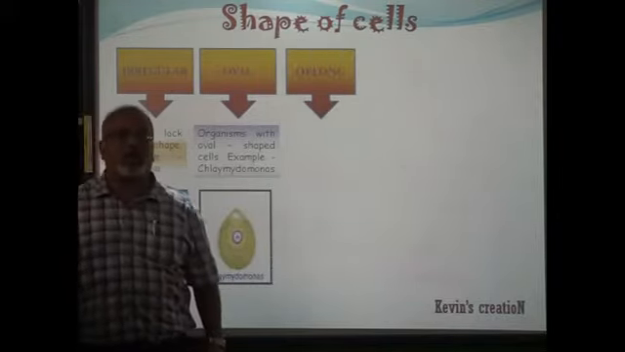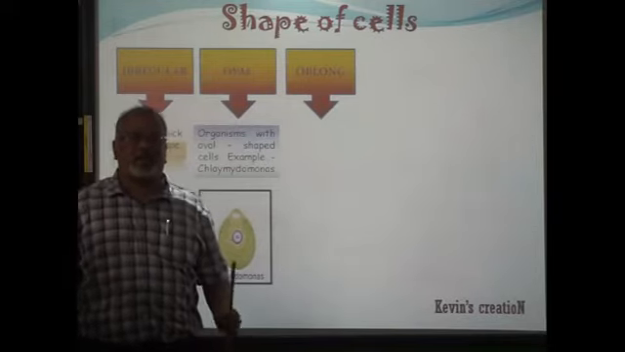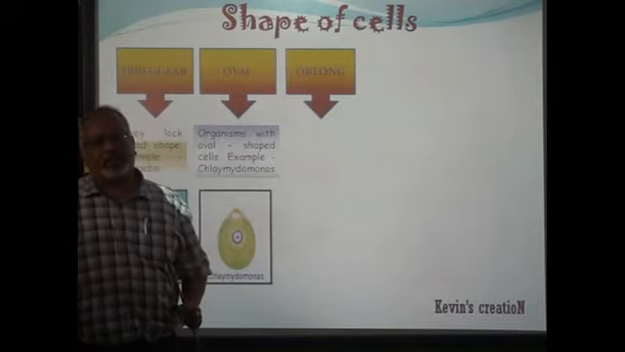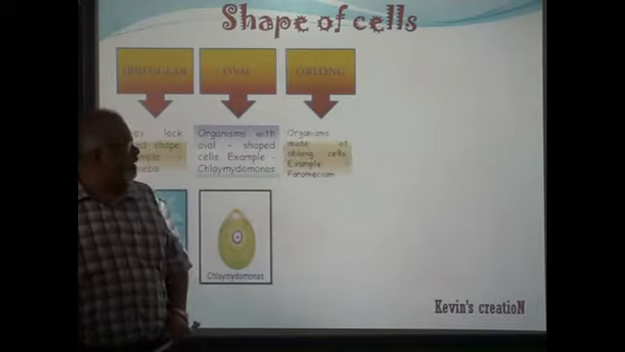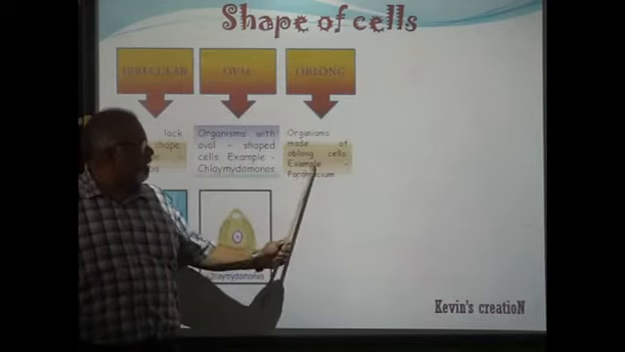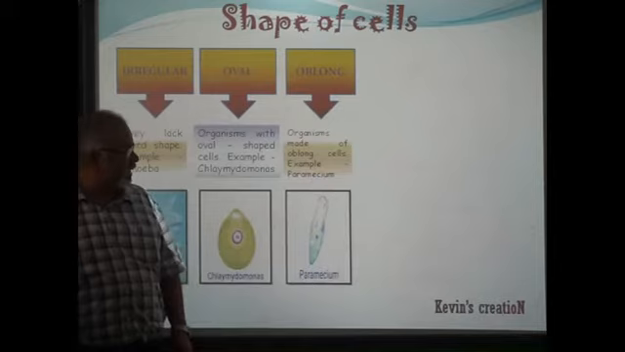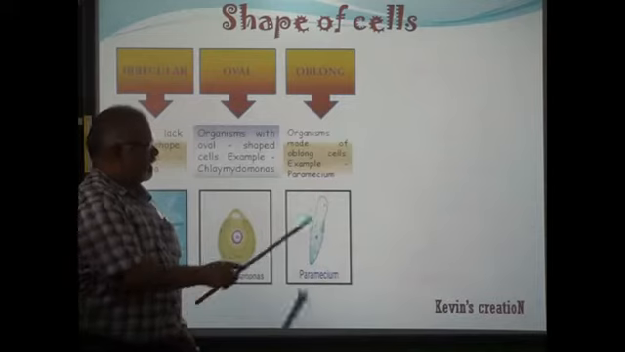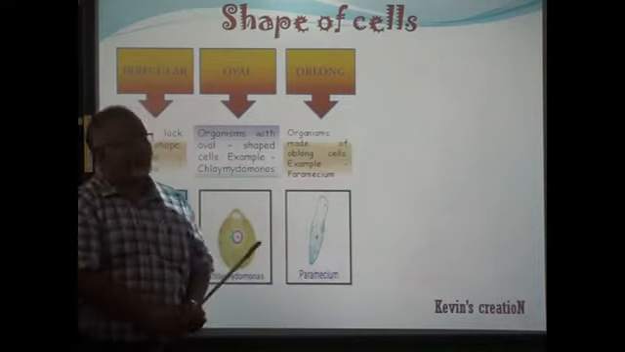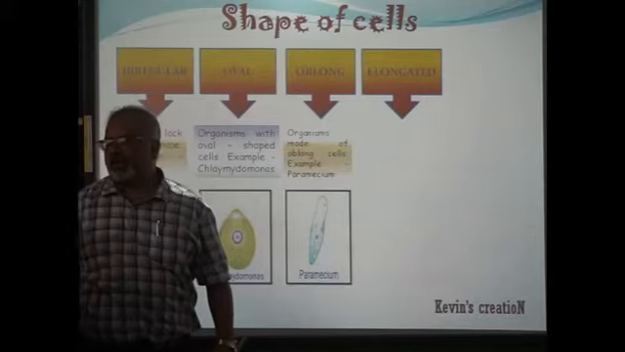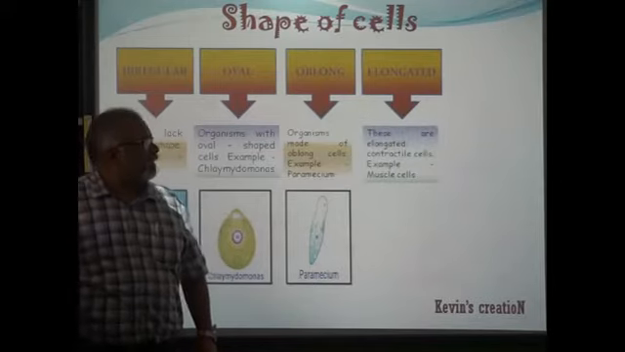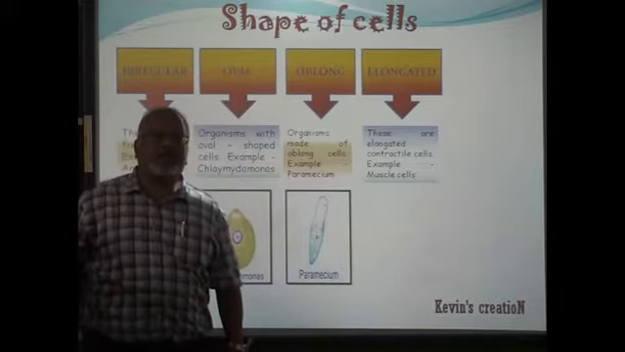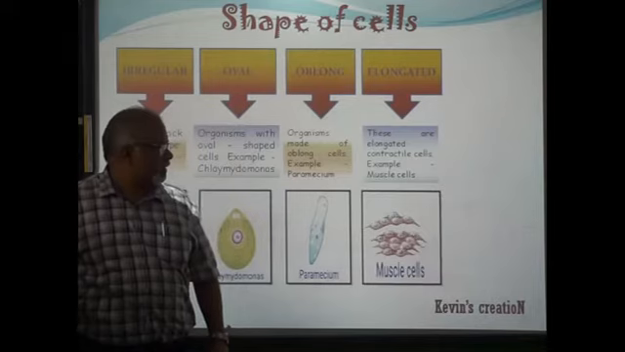Next we have oblong. Here it is like a rectangular shape where the facing sides are the same. Two are bigger and two are smaller. Organisms made up of oblong cells include paramecium. Here you can see these two sides are of the same size and these two are thinner. Next one we have is elongated. These are elongated contractile cells, and the best example for this is muscle cells.